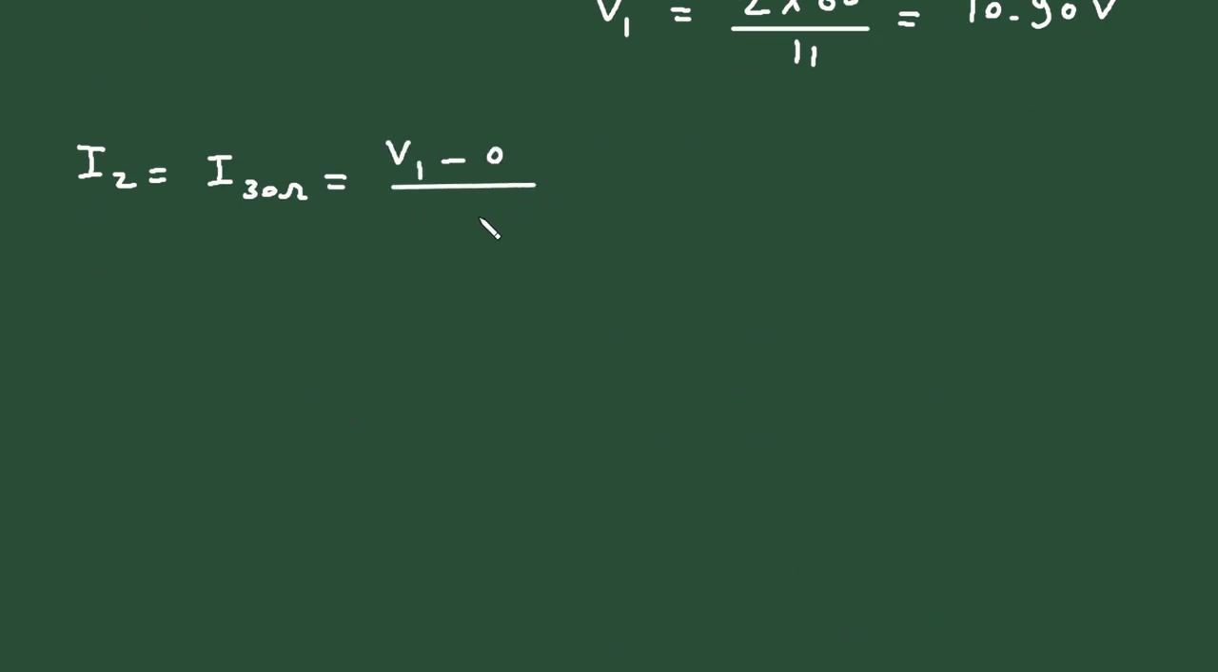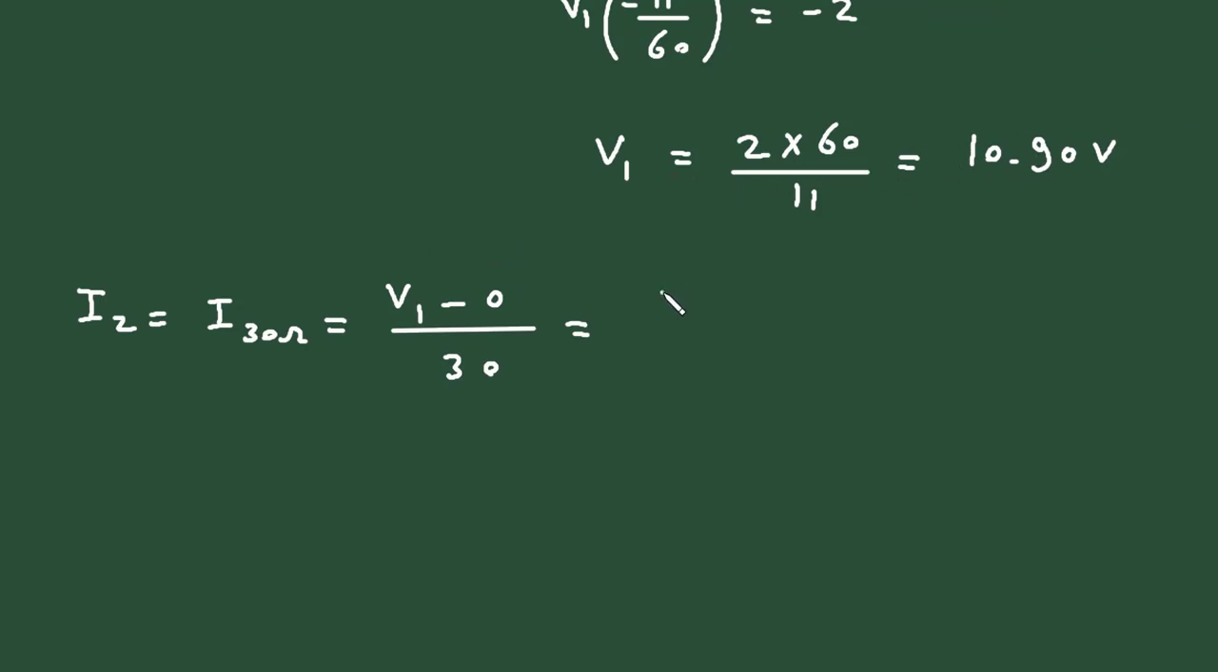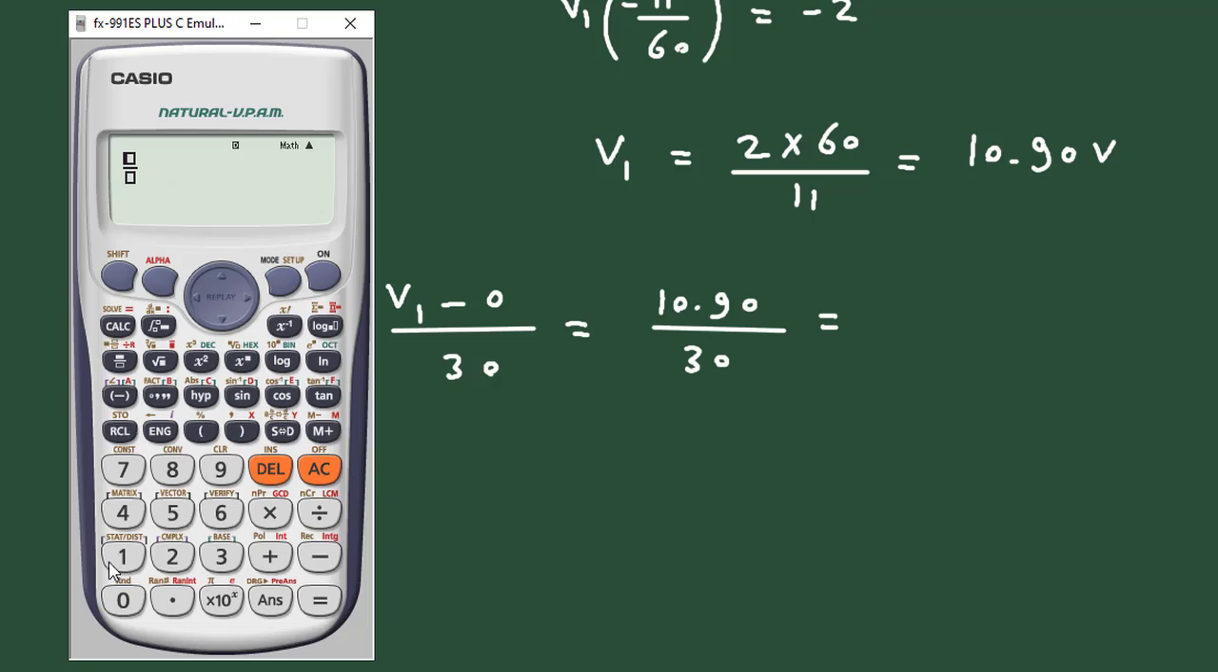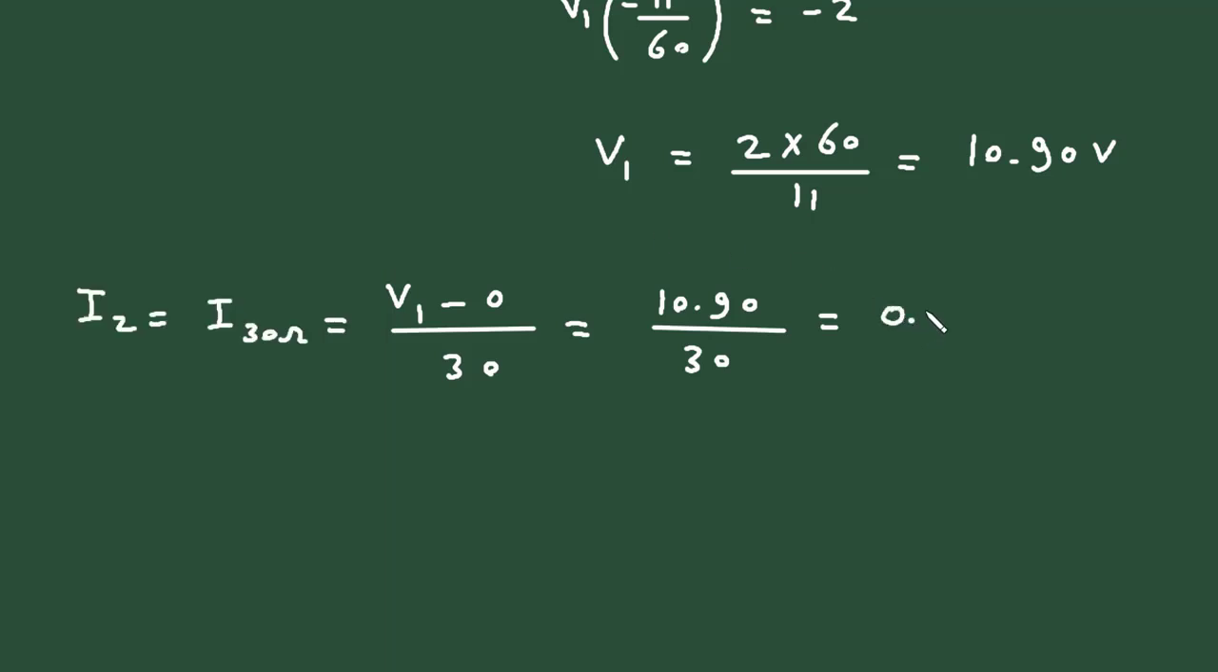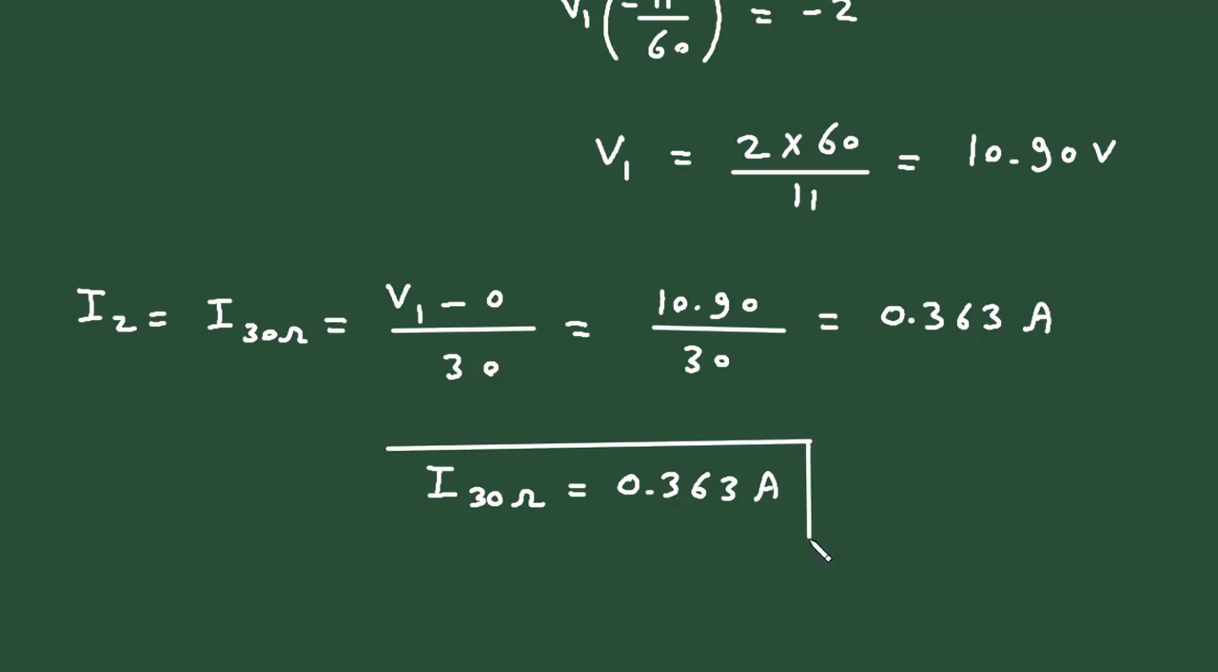V1 minus 0 divided by 30. The value of V1 we have just calculated is 10.90, so it will be 10.90 divided by 30. So it is 0.363, and since it is current, its unit will be ampere. So this is the value of I 30 ohm, 0.363 ampere. So this is how we can find the value of current by using nodal analysis.